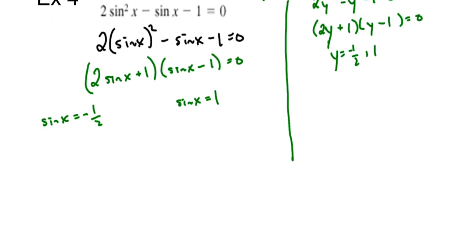Now, from here, we're going to solve our expression. Just like in previous problems, we have some basic common ratios. This is sine of negative 1/2.